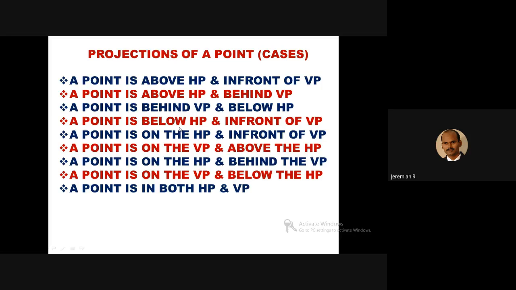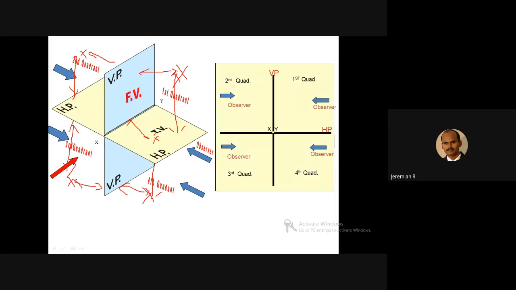That is case number 6. A point is on the VP but above the HP. A point is on the vertical plane itself, but above HP.